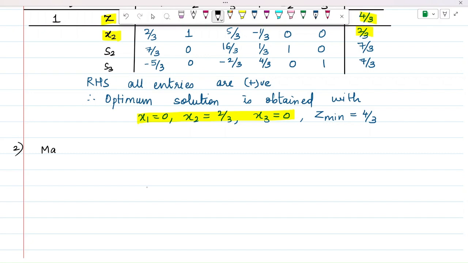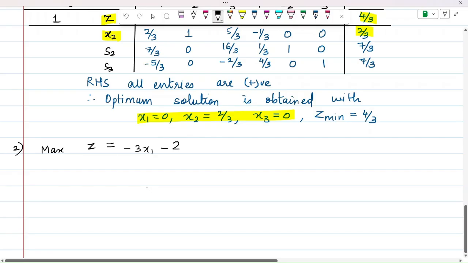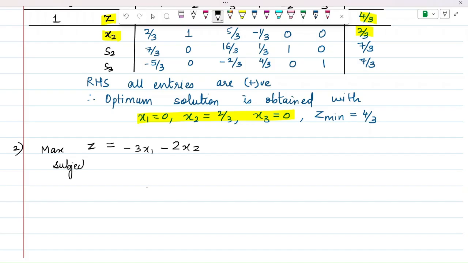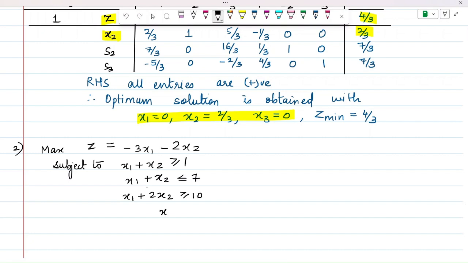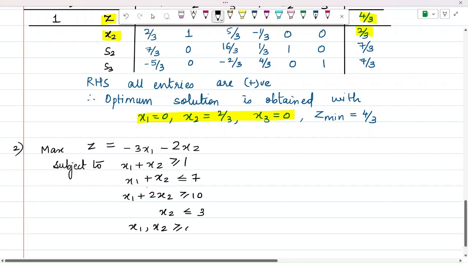The question is to maximize z, which is equal to negative 3x1, negative 2x2, subject to the condition x1 plus x2 is greater than or equal to 1, x1 plus x2 is less than or equal to 7, x1 plus 2x2 is greater than or equal to 10, and x2 is less than or equal to 3. Given that x1, x2 both are greater than or equal to 0.